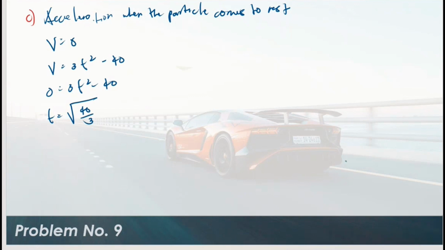Okay? So, how about the formula of acceleration, by the way? Acceleration, remember that this is the first derivative of the velocity with respect to time.